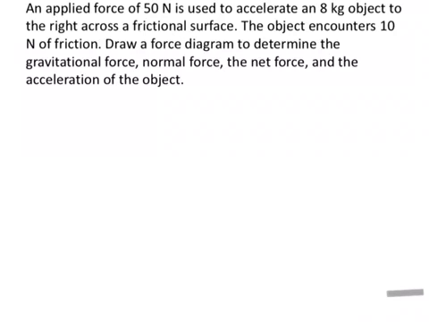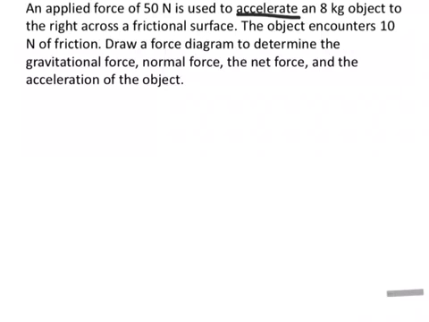So for this example, it says an applied force of 50 newtons is used to accelerate an 8 kilogram object to the right across a frictional surface. So I see this word accelerate, and I automatically think that my force diagram needs to be unbalanced. The object encounters 10 newtons of friction. Draw the force diagram, determine the gravitational force, normal force, net force, and the acceleration of the object. So we will be using Newton's second law to calculate the acceleration of that object.